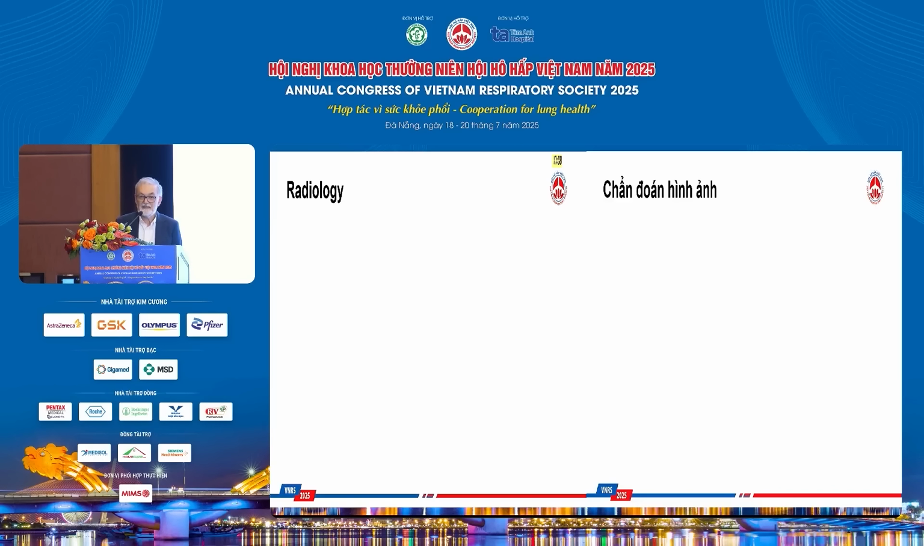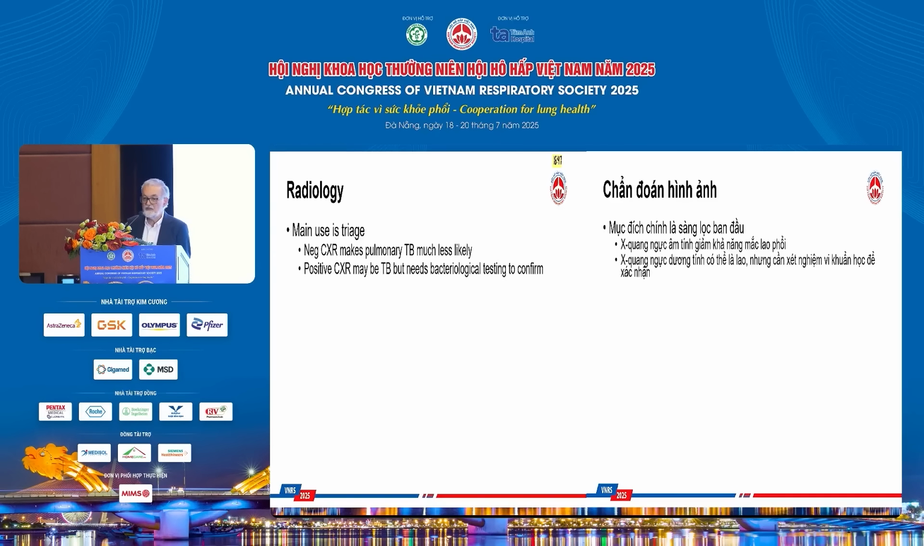Radiology has had a role in the diagnosis of TB for about 110 years. We've had chest X-ray since the first decade of the 20th century. So there's a very long history of radiology for diagnosis of TB and of other lung disease. And it is very useful, but its main use in relation to tuberculosis is in triage. A normal chest X-ray, which shows no abnormalities, makes the diagnosis of pulmonary tuberculosis quite unlikely. Not impossible, but quite unlikely.